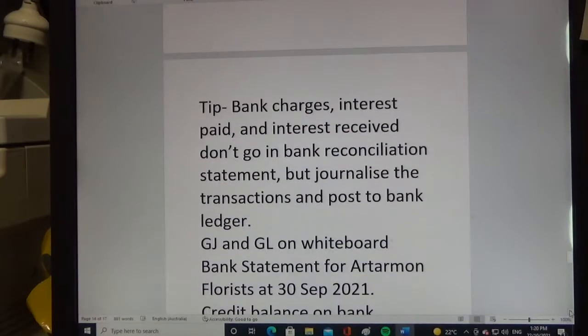Tip: bank charges and interest paid and interest received don't go in the bank rec statement, but journalise the transactions and post to the bank ledger.